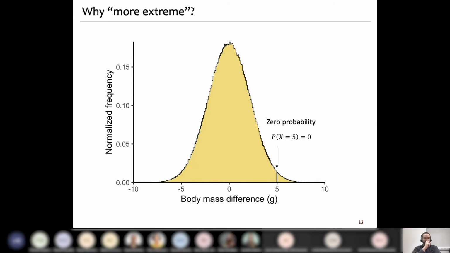Why do we use more extreme? Well, first of all, we cannot cut off at a single point, because the probability of x equals 5 is 0, as you know. It has to be a tail probability. We look at all results which are the same or even more extreme than our actual result.